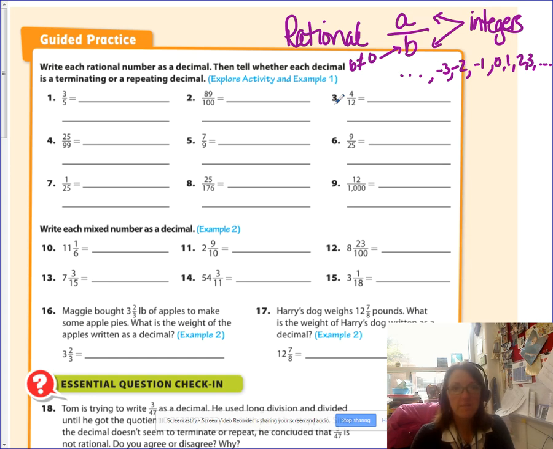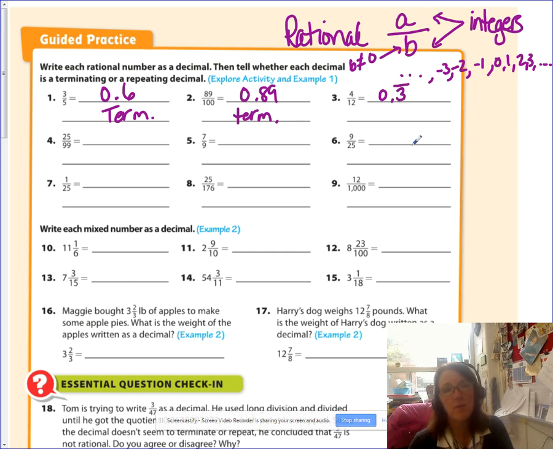And when we do that, it turns out that the decimal always repeats or it terminates depending on what kind of fraction you've got. So when you look at 3/5 and you do the long division, 3 divided by 5, you should get 6/10, which is a terminating decimal because it stops. Number 2, that one was pretty straightforward. That also terminates. 4/12, that turns into 0.3 repeating.